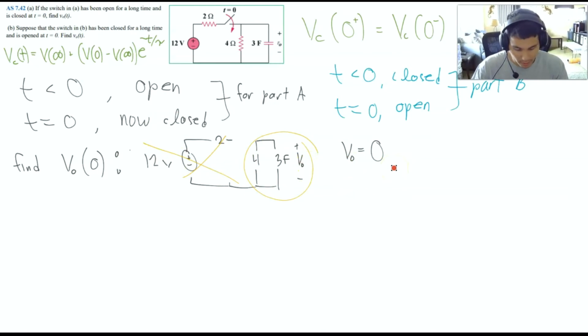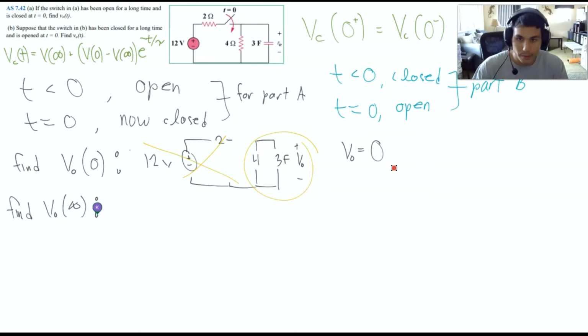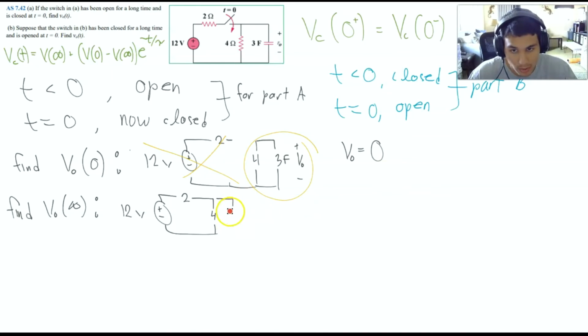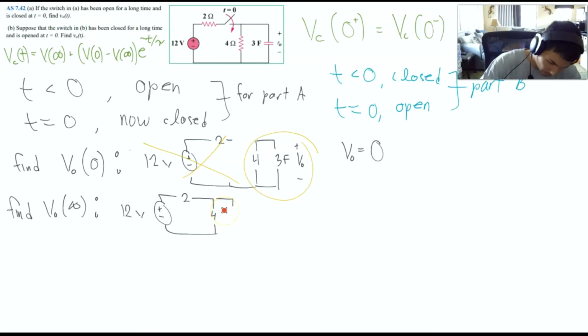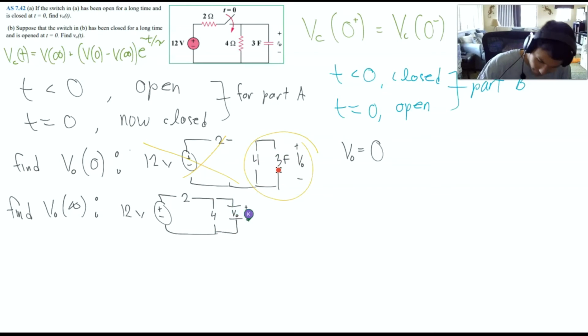Now the next part is the harder part, where we have to find VO of infinity. Now we draw the same circuit, except the switch is closed. This is going to be 2, closed, 4, and there's going to be 3. These are DC conditions when it's closed, so the capacitor will become an open circuit because capacitors in DC conditions act like open circuits, right? VO, plus or minus here.